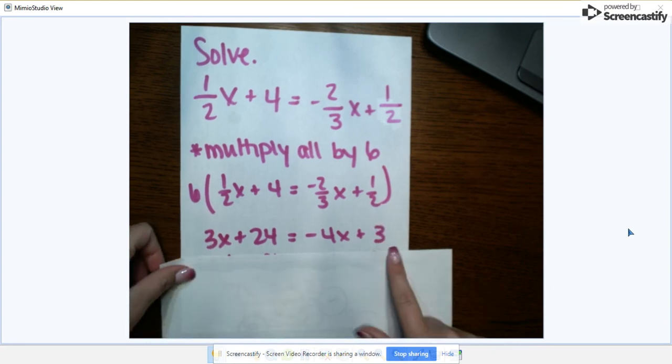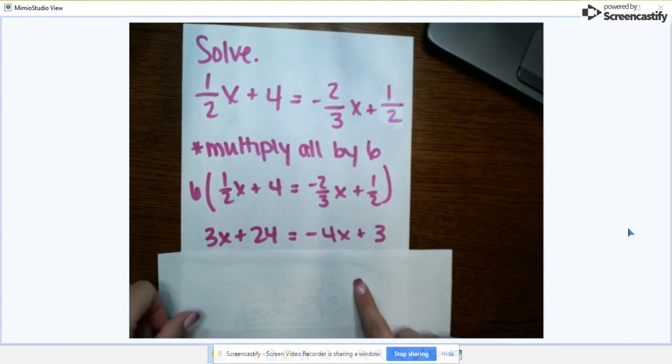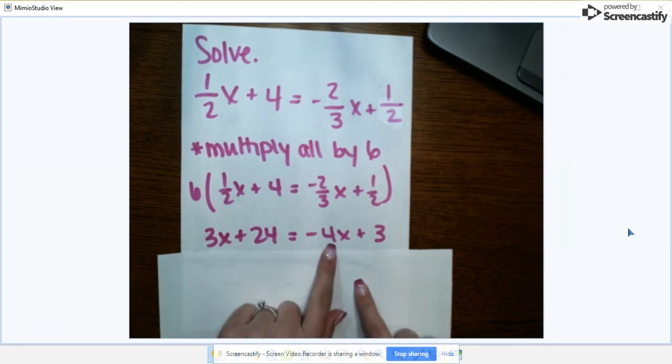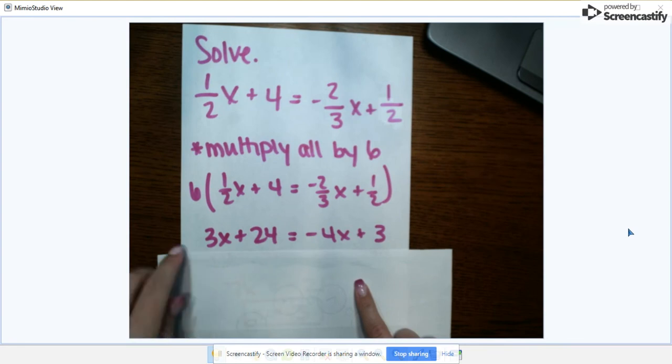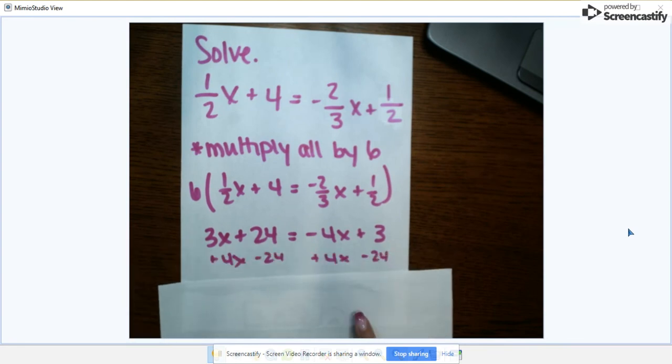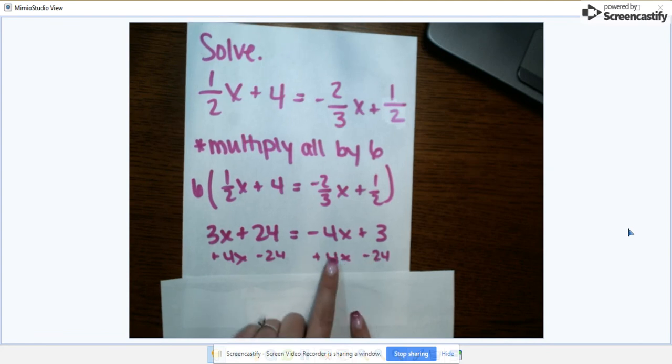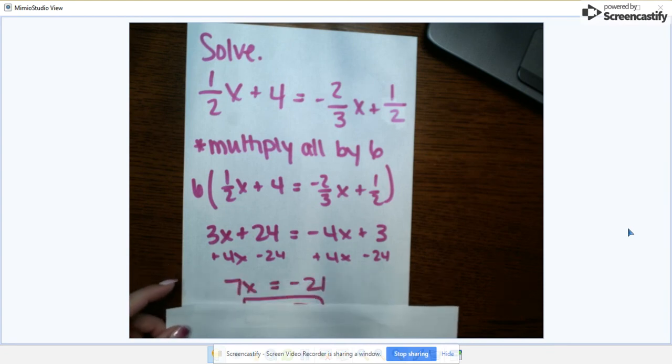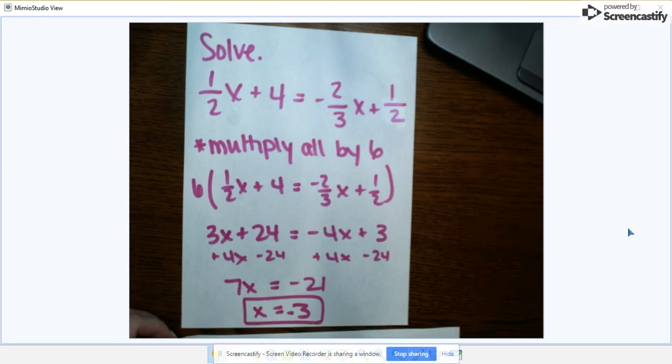Now this is an equation we feel more comfortable solving. So again, I'm going to take my smaller variable and move that first. So negative 4x is going to be moved to the left side by adding. And I also went ahead and moved my constant to the right side. Since I moved my variables to the left, constants have to go to the right. So I subtract 24 on both sides. The left side simplifies to 7x, and the right side is negative 21, and we divide by 7 to get x equals negative 3.